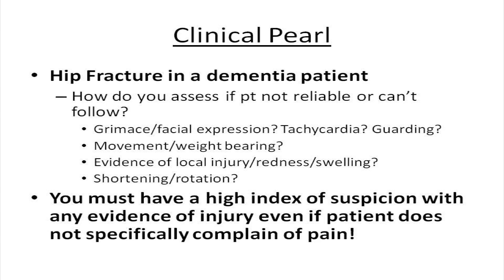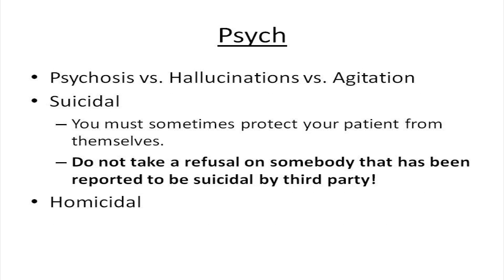non-related signs of pain, tachycardia, guarding of the area. You can see whether they're able to bear weight on it or move it. You can look for evidence of local injury, redness or swelling to the skin, shortening or rotation. But the take-home point is that if you have a patient who's not reliable, who's not able to specifically complain of pain to an area, you really need to use other means to assess whether there could be an injury there. And if there's any evidence of an injury when you just look at it from an external, such as redness or swelling, you really have to have a high index of suspicion and treat it as though it's a fracture in these patients.